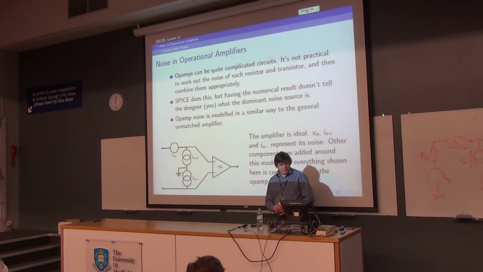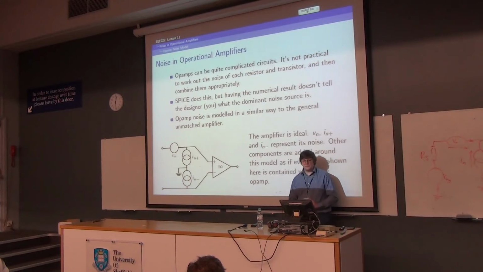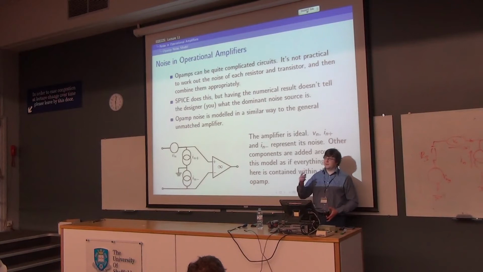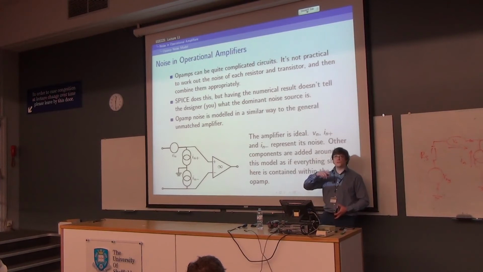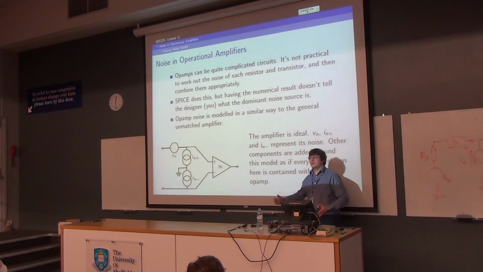So op-amps can be quite complicated, and it's not, I wouldn't say practical. You can do it if you've got a long train journey and a big delay, but you wouldn't want to sit there and go, well, I've got a differential pair, so that means 2 shot noise sources, and I've got a current mirror, 2 more, and I'm going to have some sort of current source at the top, so I'll have a couple of noise resistances from the 2 resistors, and then I'm going to have a shot noise source, and on you would go. And then you've got to worry about what happens to the feedback as well, and it all gets a bit furry.